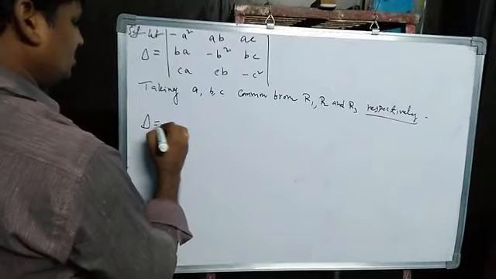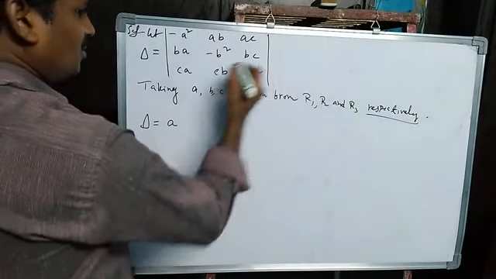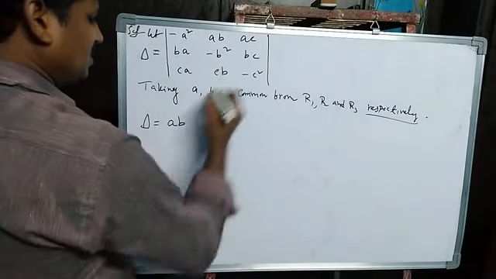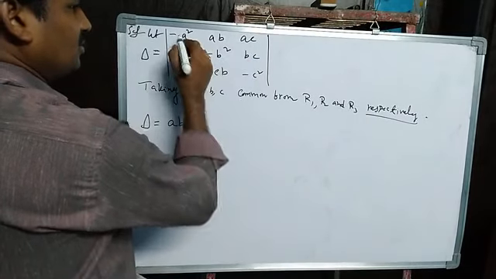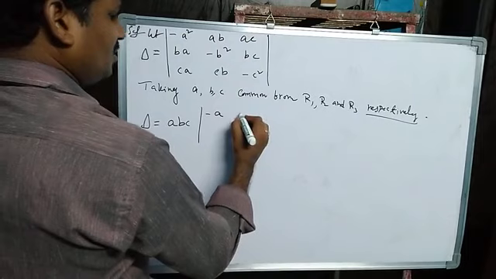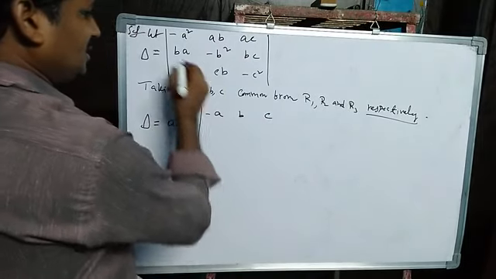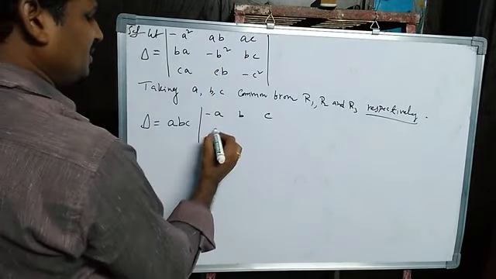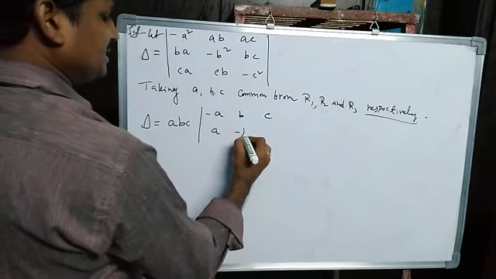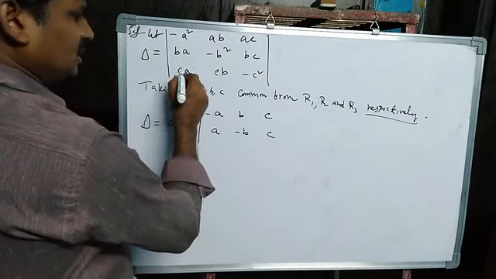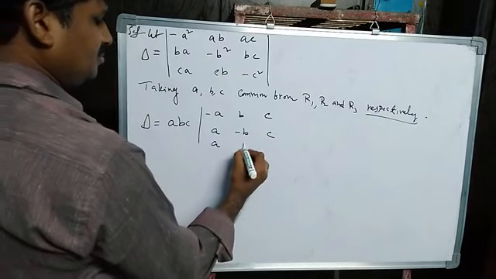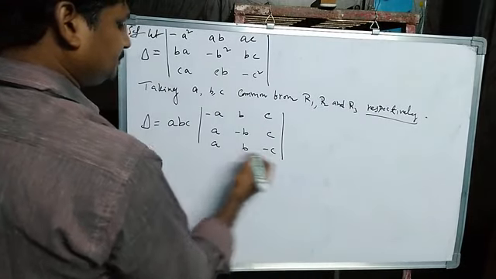So delta is equal to A, B, C taken common. Taking A common from row 1, what will be left? Minus A, B, C. Here B taken common from row 2, what will be left? A, minus B, C. Here C taken common from row 3, then what is there? A, B, minus C.